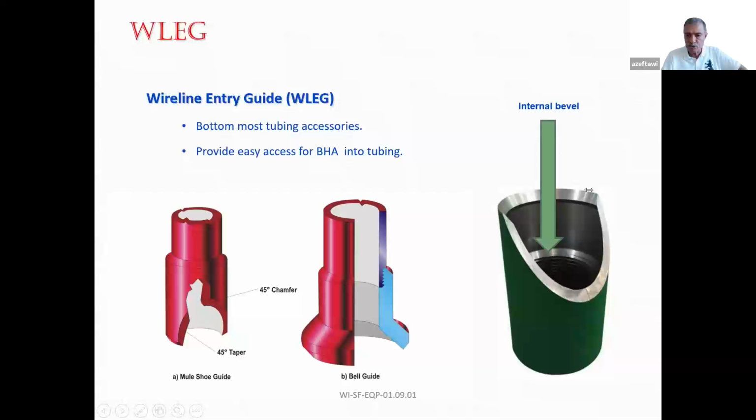You see this edge? We chamfer it at 45 degrees, so tools, especially with a square shoulder, can slip over and go in. But when it goes, it will find another shoulder here, which is at the end of the thread, because we thread the wireline entry guide to the completion. So we have this square shoulder of the thread. We call it the internal bevel, and we also chamfer it at 45 degrees, so as you see, tools slide in again.